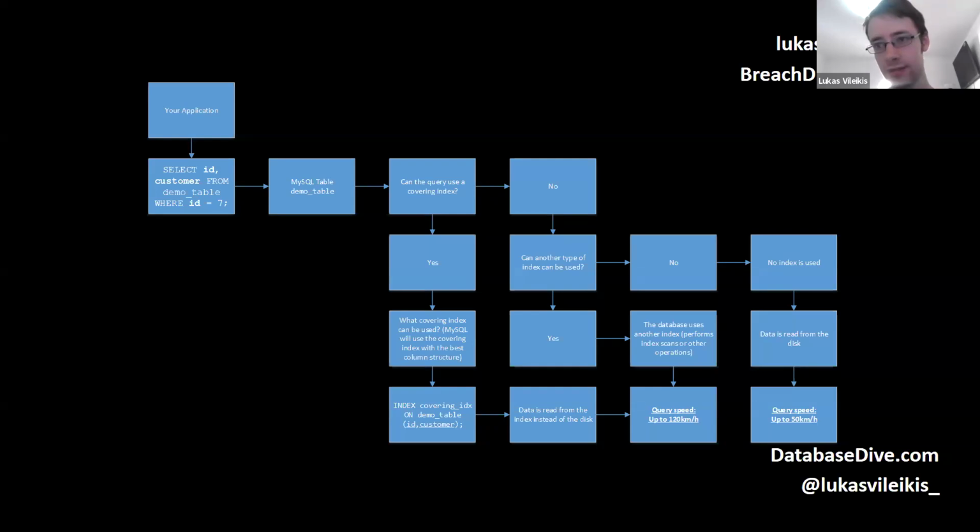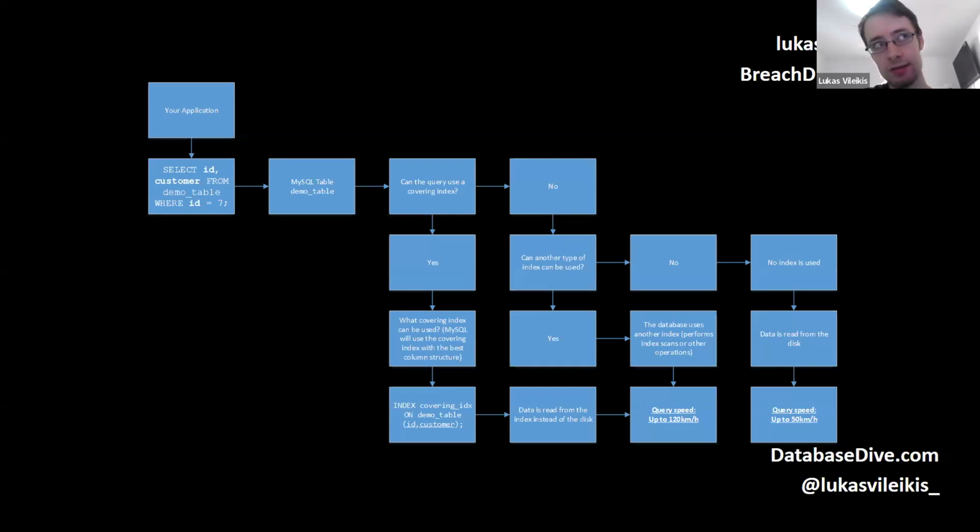And obviously, query speed is not measured in kilometers per hour. It's measured usually in seconds or milliseconds, but I just added that for illustration purposes for you to better understand this. And if your database cannot use a covering index, your database will decide what kind of other index it can use. Maybe a full text index, maybe a B-tree index, maybe a vanilla index, maybe a primary key sometimes, if you're accessing an ID column.